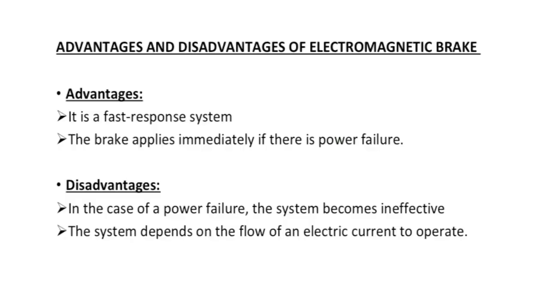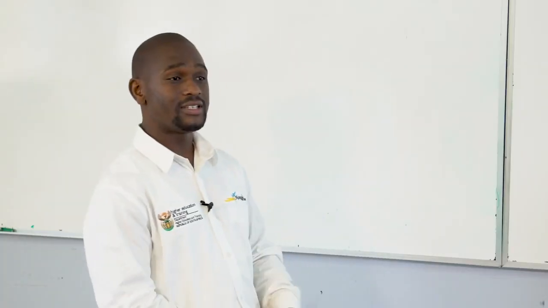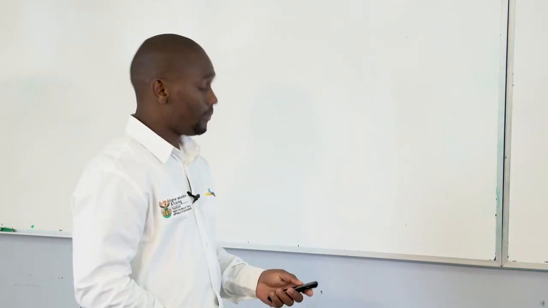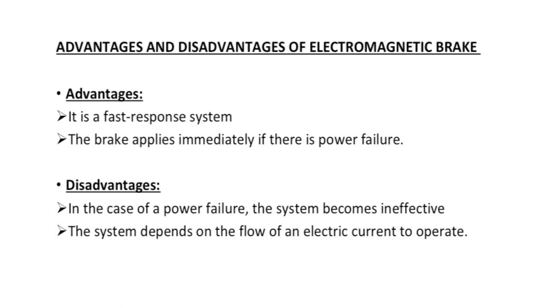Now, advantages and disadvantages of the electromagnetic brake. Advantages: it is a fast response system, which means if the electricity cuts off, the brake applies immediately if there is a failure. Disadvantages: in the case of power failure, the system becomes ineffective. The system depends on the flow of electric current to operate.